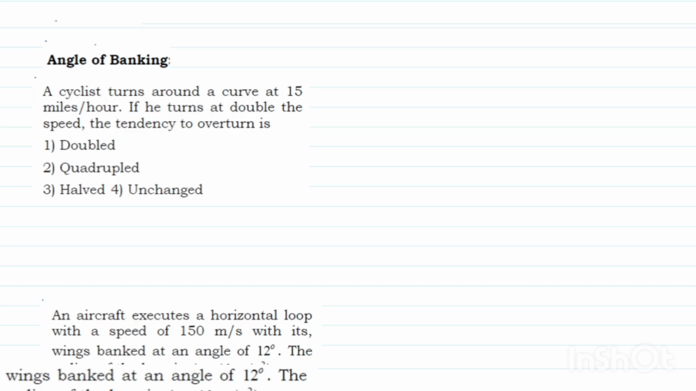In angle of banking, a cyclist turns around a curve at 15 miles per hour, it's given. If he turns at double the speed, the tendency to overturn is? When a cyclist is moving in a curved path, making a turn, towards its center centripetal force is going to be acting, that is mv square by r. Now if he turns at double the speed, what is the tendency to overturn? So they are asking how many times the force becomes.